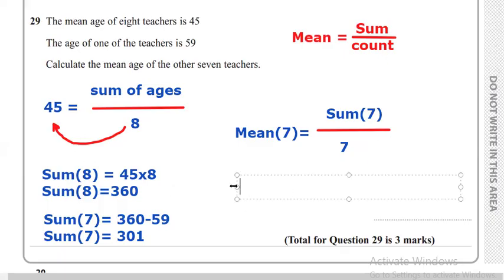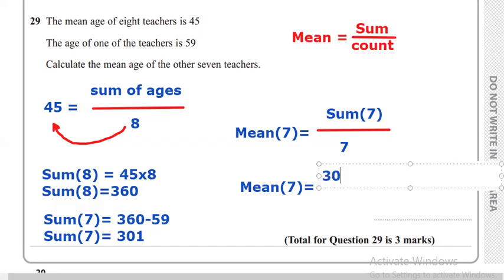Now to find the mean of 7 teachers, so we don't get confused with the numbers, it will equal what? Very good. The sum of 7, which is 301, divided by their count, which is 7. Now we divide 301 by 7. This will give me the answer for the question. So 301 divided by 7 equals 43. So the mean age of these 7 teachers is 43.